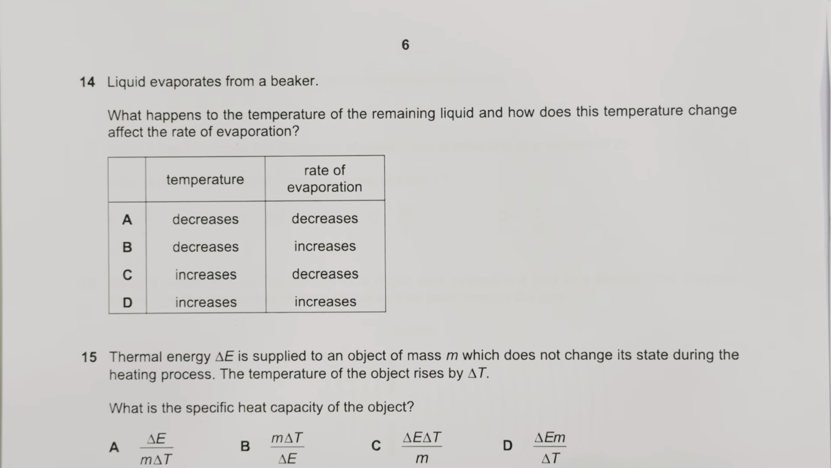Moving to question number 14. Question number 14 states that liquid evaporates from a beaker. What happens to the temperature of the remaining liquid, and how does this temperature change affect the rate of evaporation? We know that temperature decreases and the rate of evaporation also decreases when liquid evaporates from the beaker, because high energy particles leave, and that's why temperature decreases and the rate of evaporation also decreases. So option number A is the right option.